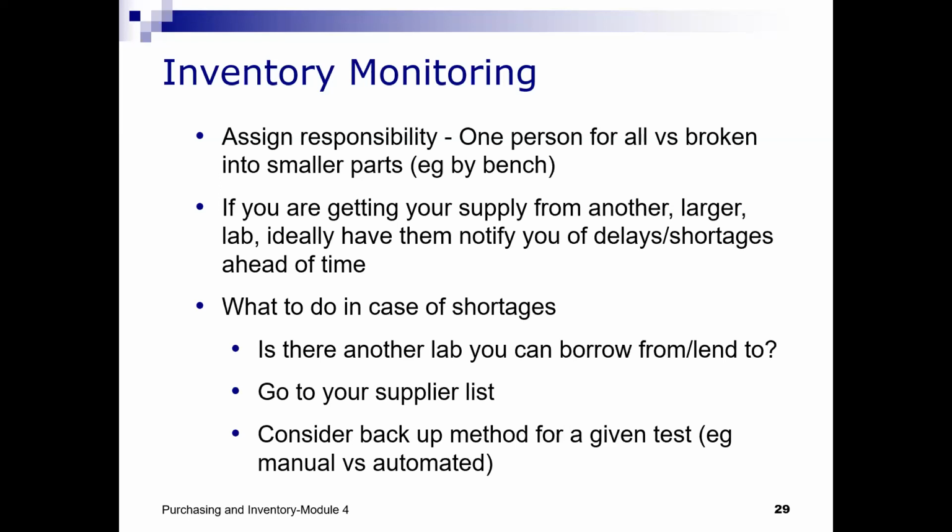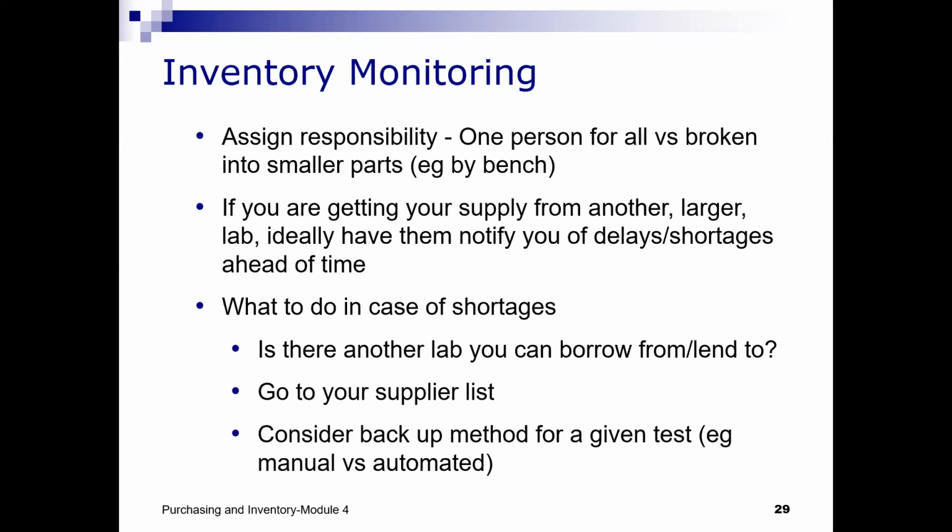If you are getting your supplies from another lab, like if you're the satellite lab that is getting the supplies, have a schedule for when you're getting those supplies, but also have a way for them to notify you of delays so that you can try to plan ahead of time. And eventually you will have a shortage, whether it's because somebody just forgot to order something, maybe they were sick on the day they were supposed to order, or maybe the supplier just has a back order and you can't get that.